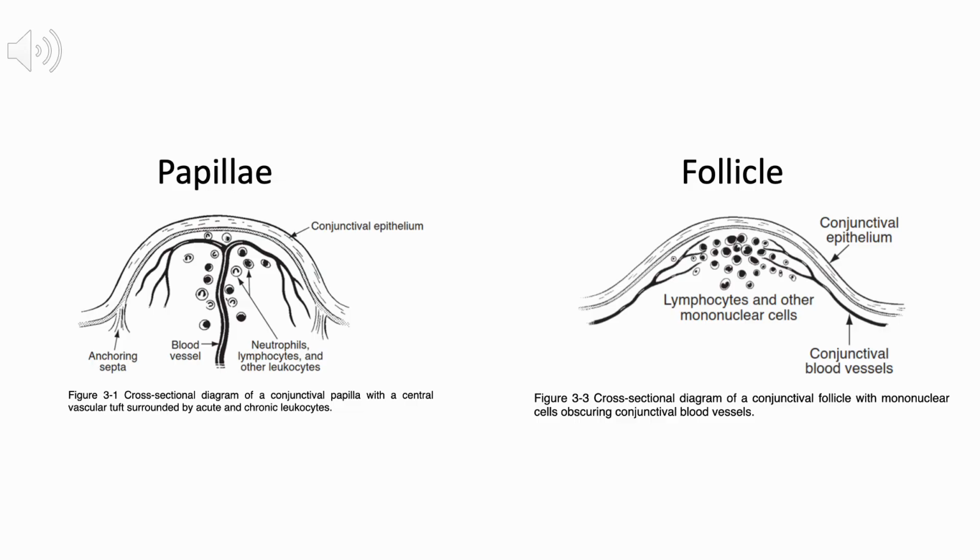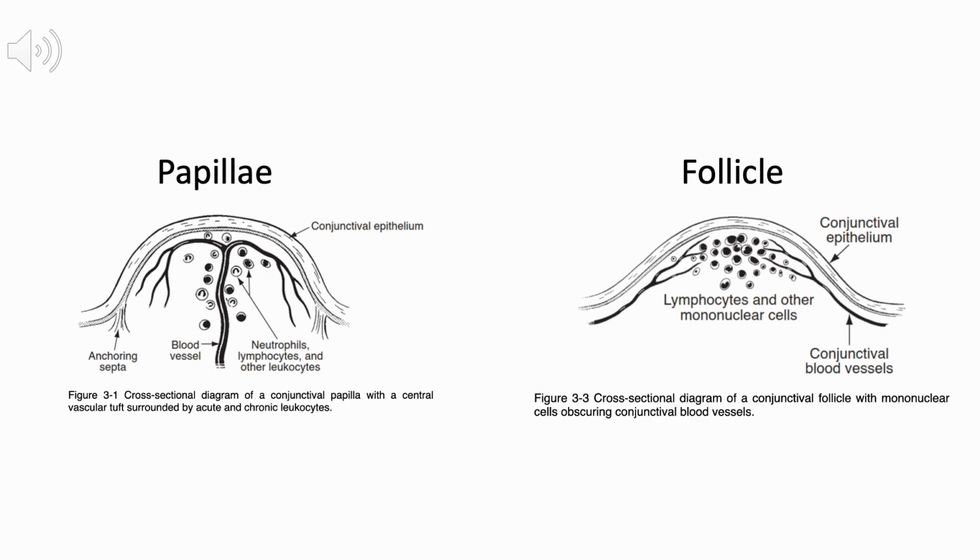Papillae, as seen on the left, are elevated conjunctival lesions with a central vascular core, appearing clinically as red dots in their center. They are anchored to the tarsus by fibrous septa and contain inflammatory cells like neutrophils and lymphocytes. Papillae are typically seen in allergic or bacterial conjunctivitis.